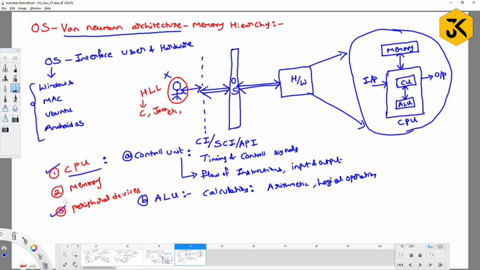And peripheral devices can be any kind of input devices, something like a keyboard, or a touch screen, right? A touch screen can be an input device, and output peripheral devices can be a monitor, which will show the results, and speakers, which can produce sound, etc. These will be part of your hardware.